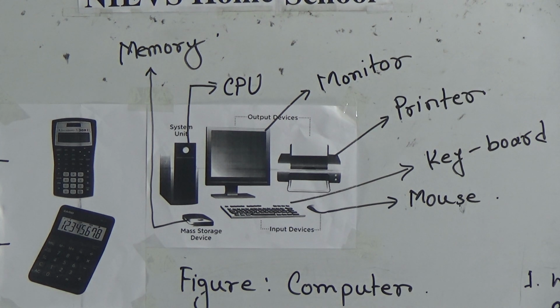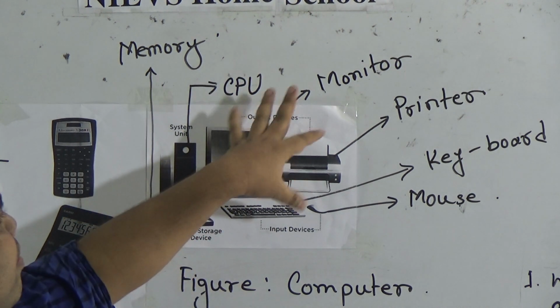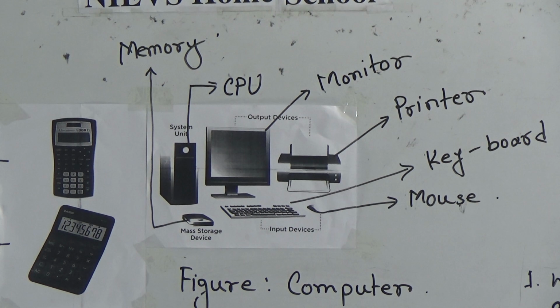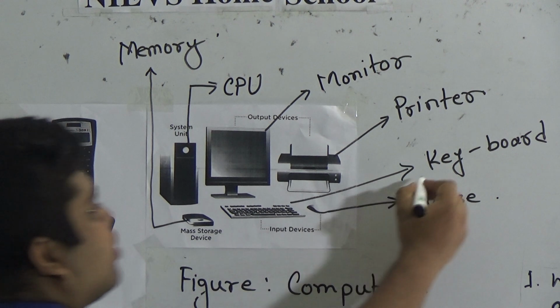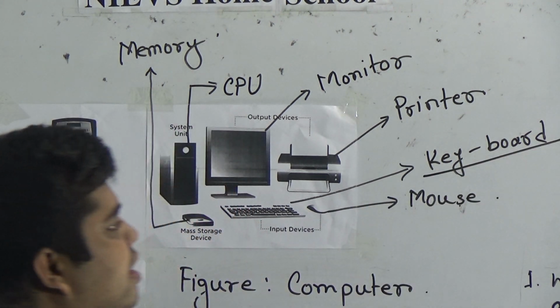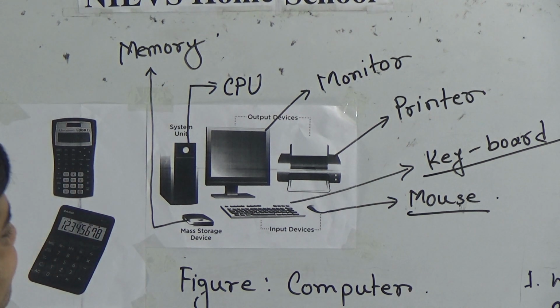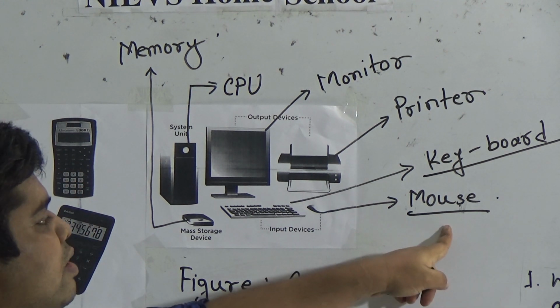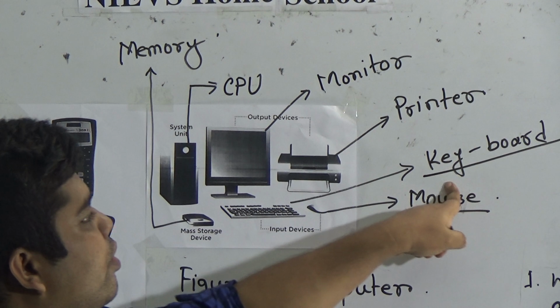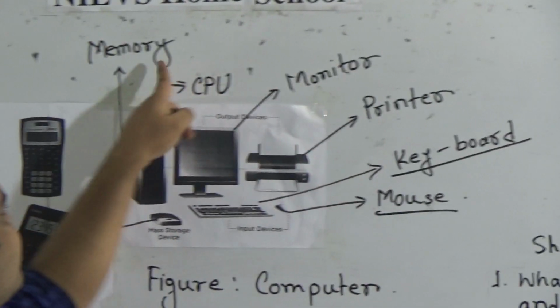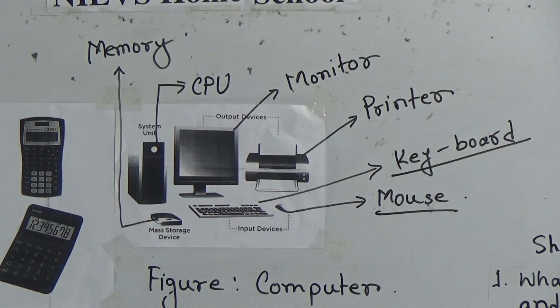So my dear students, these parts of computer are divided into two parts. One part is input device and another part is output device. Input device, that means we give information to computer. That means by keyboard we give information. This is an input device. By mouse we give computer information. This is also an input device. Keyboard, mouse, CPU are input devices.